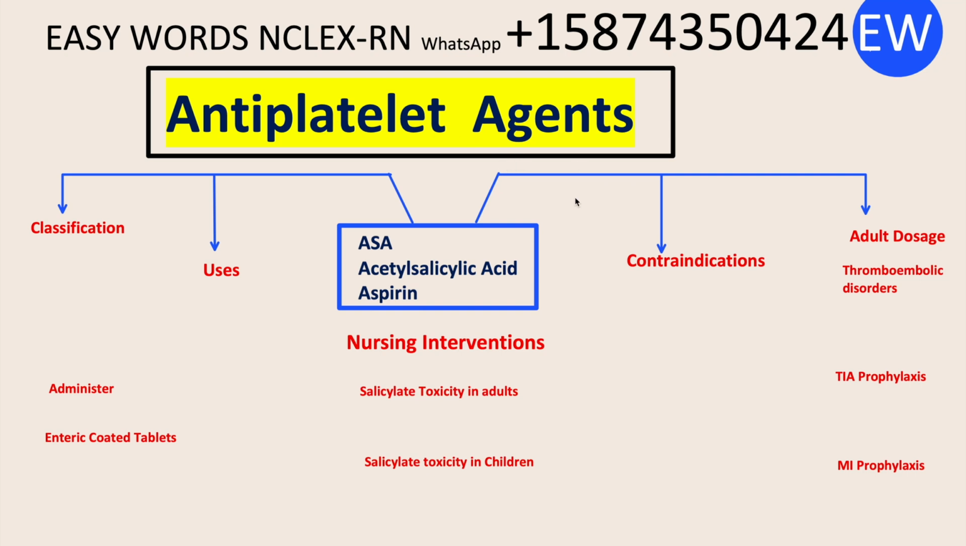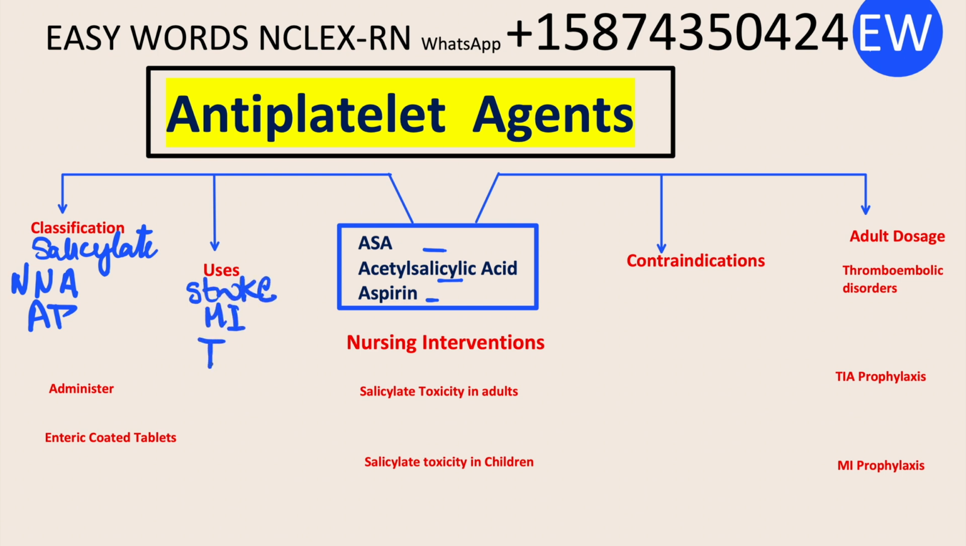Antiplatelet agents. First of all, we have ASA, which is acetylsalicylic acid or aspirin. ASA is classified as a salicylate, non-narcotic analgesic, and antipyretic. Uses of ASA: ASA is used to prevent stroke, myocardial infarction, and TIAs.